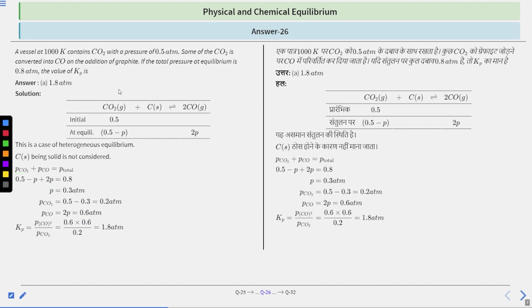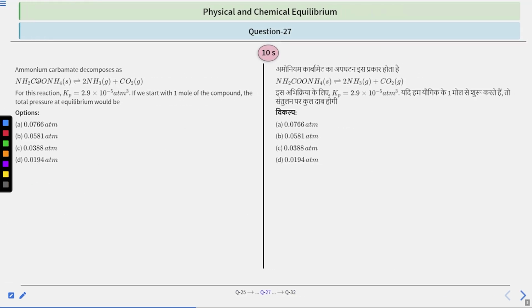Okay, let's move on to the next question. Question number 27. Ammonium carbamate decomposes as. We have this as ammonium carbamate. It decomposes into 2NH3 plus CO2. For this reaction, Kp is given, which is 2.9 into 10 to the power minus 5 cubic atmosphere. Now, if we start with 1 mole of compound, the total pressure at equilibrium would be. This time, we don't have the total pressure at equilibrium, we have to find that.